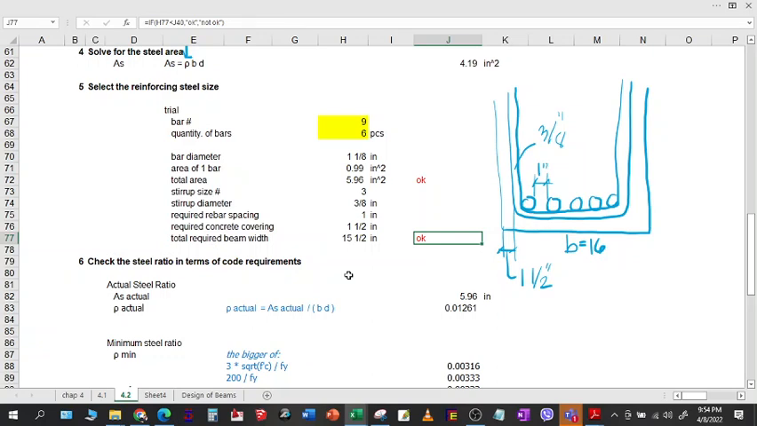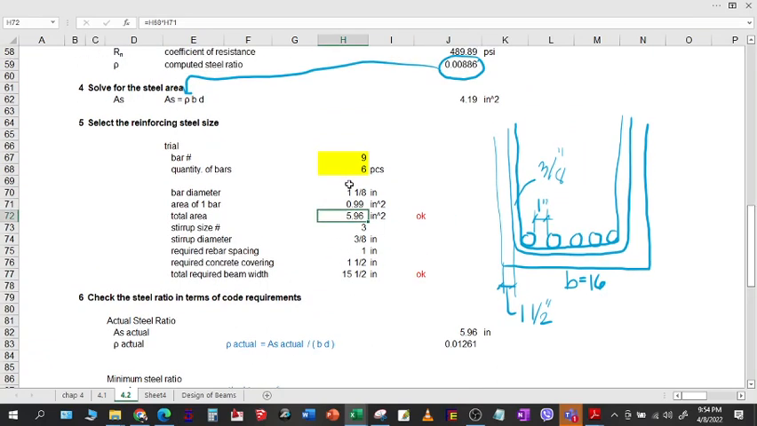Okay. But the problem is the total area will be very much higher than the required steel area, which we have computed at 4.19. Let's try 5. If we try 5, the total area will be 4.97, a little higher than 4.19. If we go for 4, it is 3.98 versus 4.19, it will not be okay, meaning the total area that you have specified, 4 pieces of number 9, is lesser than the required area. So we have no choice but to use 5.